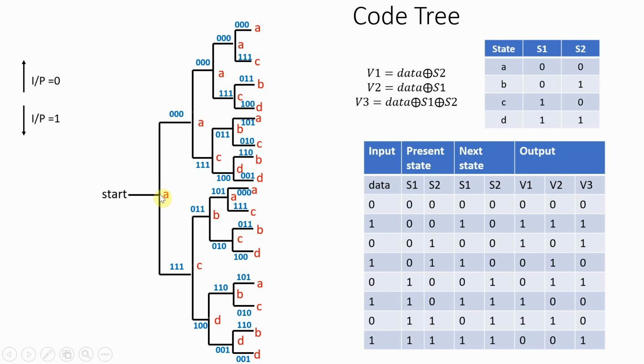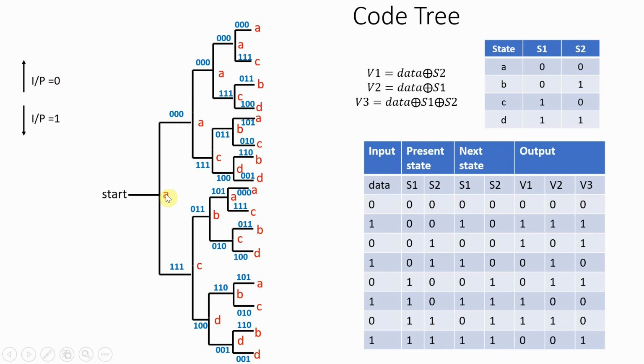When we are in state A and if 0 arrives, we go upwards, and what is the next state? Let us refer to this table. When data 0 arrives and we are in state A, the next state is state A itself and the corresponding output is 0, 0, 0. So we are in state A, input 0 arrives, we go upwards, the next state is state A and the corresponding output is 0, 0, 0.